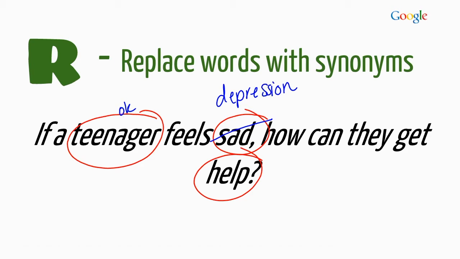And then I'm looking down here and I see the word help. How can they get help? Well, I think a more sophisticated synonym for the word help might be treatment. Okay? So right now I have the words teenager, depression, and treatment. Let's look at the next step in CRAM.